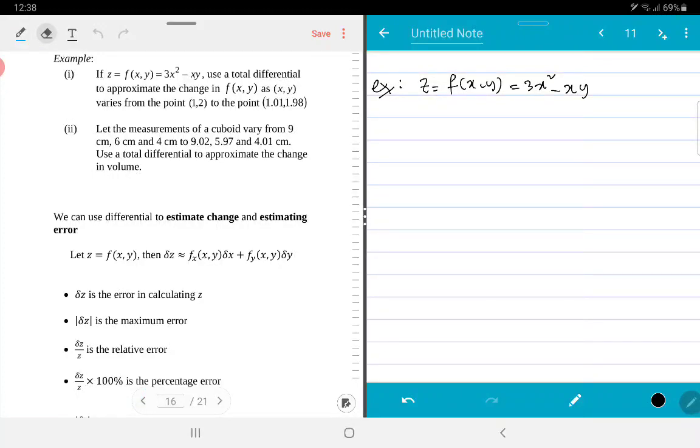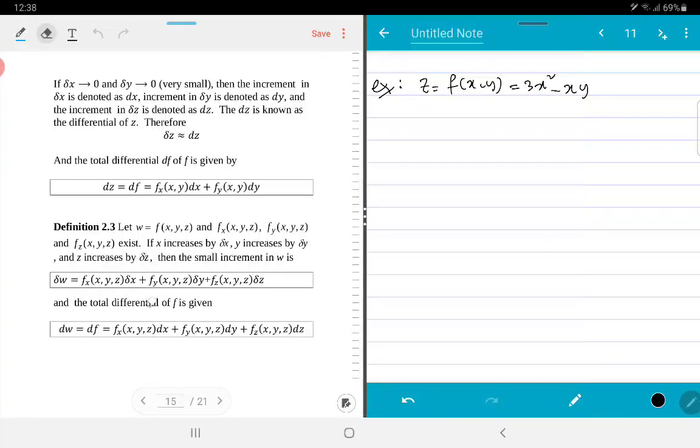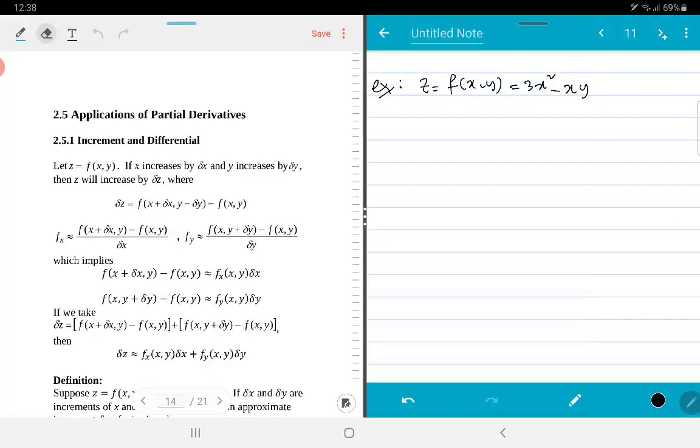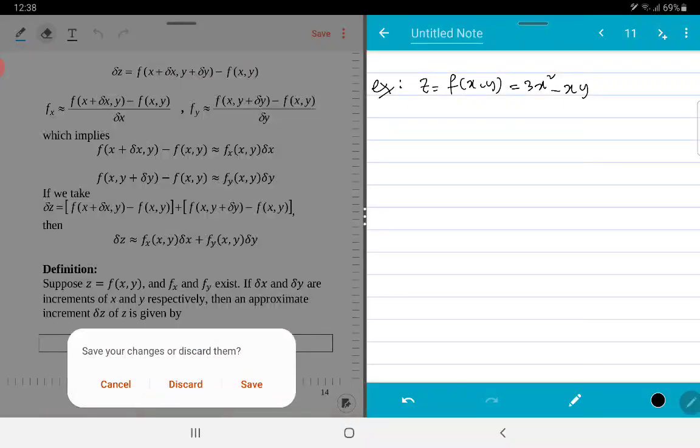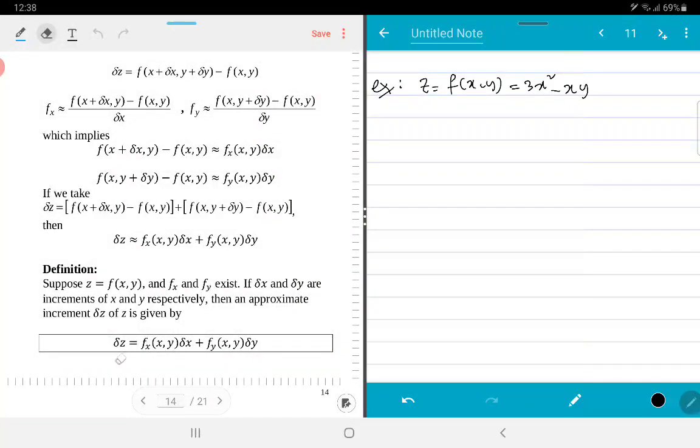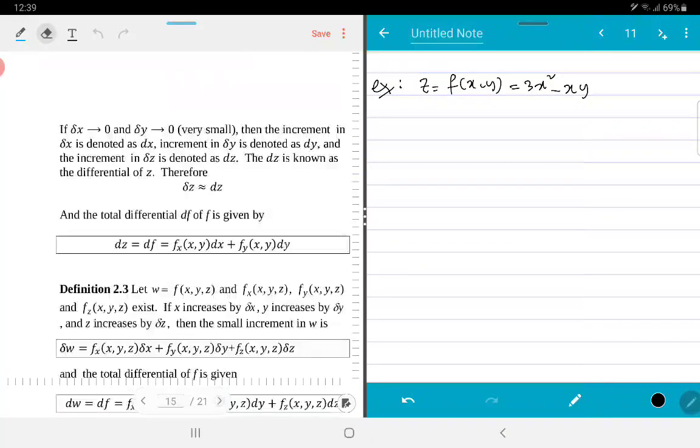For total differential or increment, you can use either this formula or that formula. Oh, sorry, two independent variables, so you can use the approximation for the increment delta z, this one, on page 14. All right, so we're going to use this formula. For approximation, you can use the formula for increment, or the formula for total differential.